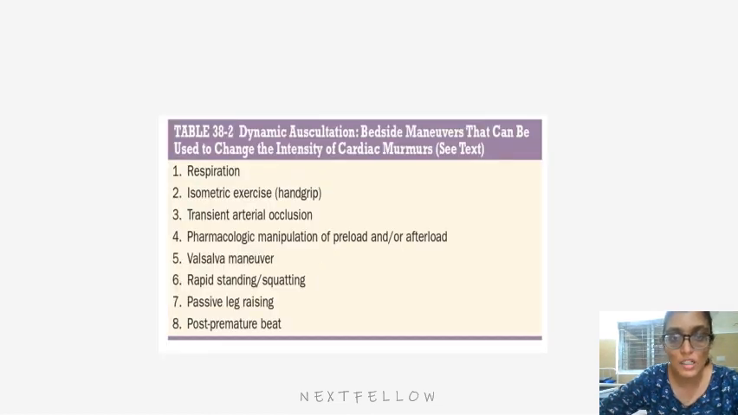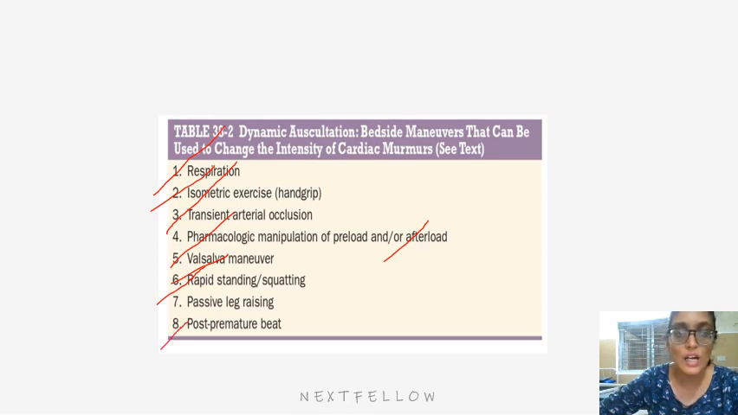So there are certain dynamic auscultation bedside maneuvers that can be used to change the intensity of cardiac murmurs. One is respiration. I told you, right-sided murmurs increase on inspiration and left-sided murmurs increase on expiration. Isometric exercise, that is hand grip, transient arterial occlusion, pharmacologic manipulation of preload and/or afterload. Valsalva maneuver, rapid standing or squatting, passive leg raising, and post premature beat.